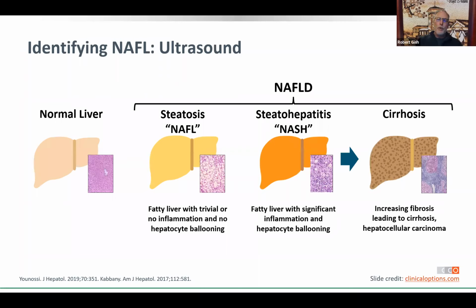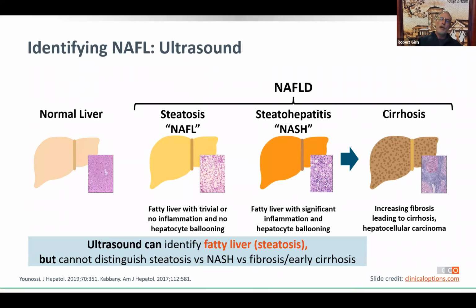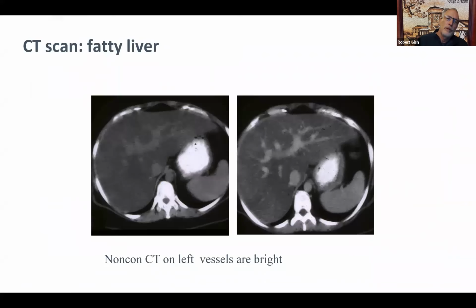All right, a little bit more about this continuum. Steatosis without inflammation, without fibrosis, steatohepatitis, and NASH. Ultrasound can tell you if there's fatty liver, but can't tell you how much fibrosis there is unless the portal vein is dilated and the spleen is enlarged at greater than 12 centimeters. Portal vein should be less than 12 millimeters. CT can show these bright characteristics.